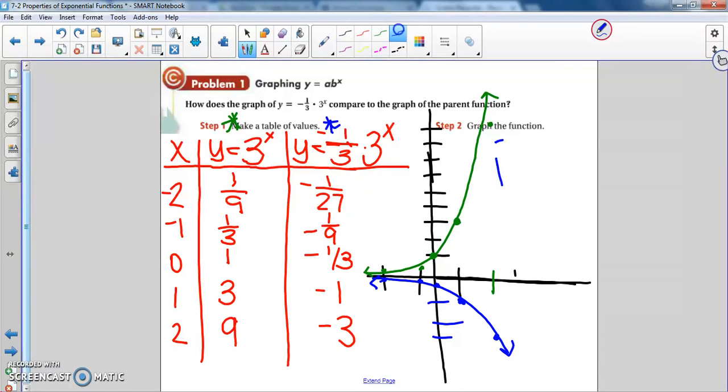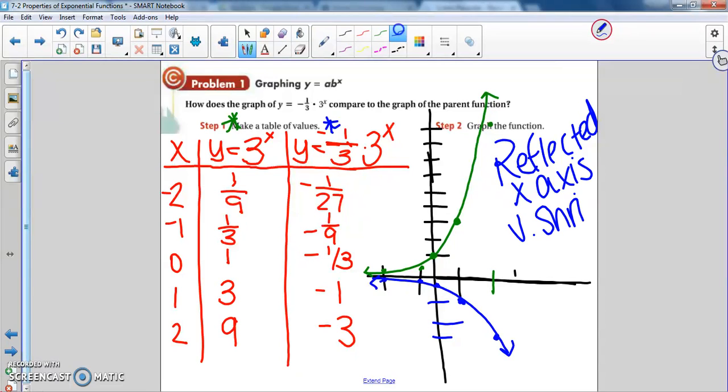So here we reflected over the x-axis and we vertically shrunk. So it's a vertical shrink.